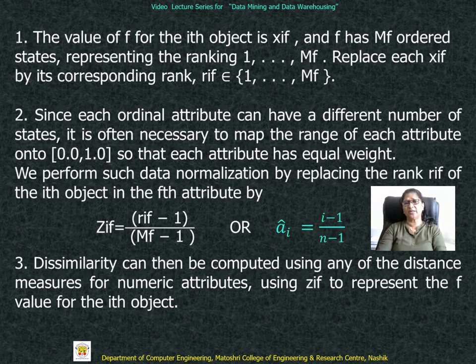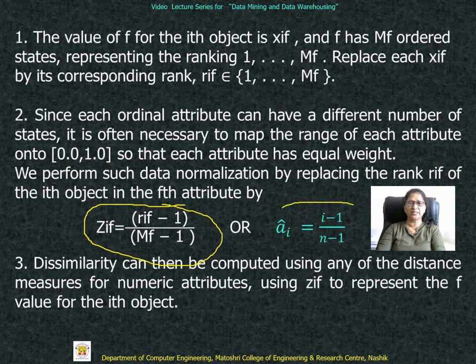Since each ordinal attribute can have a different number of states, it is often necessary to map the range of each attribute onto 0 to 1. We have learned normalization in data pre-processing. In normalization, we were mapping the earlier values of an attribute to a newer range which was 0 to 1. Similarly, we have to map each attribute onto the range 0 to 1 so that each attribute has equal weight. We perform such normalization by replacing the rank Rif of the ith object in the fth attribute using this formula, written as Rif minus 1 divided by Mf minus 1.